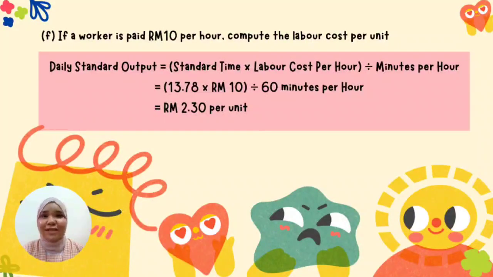Finally, if a worker is paid 10 ringgit per hour, we calculate the labor cost per unit by multiplying standard time with the hourly wage, then dividing by 60 minutes. This gives 2 ringgit and 30 cents per unit.